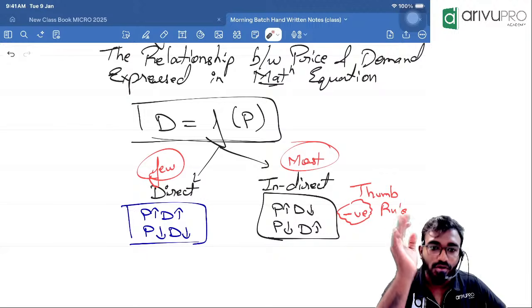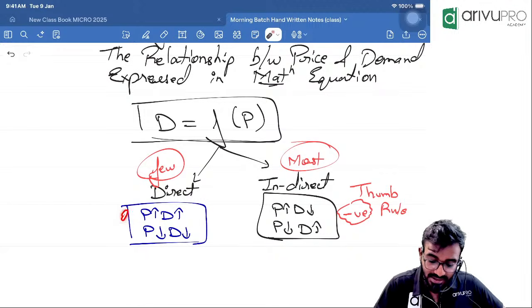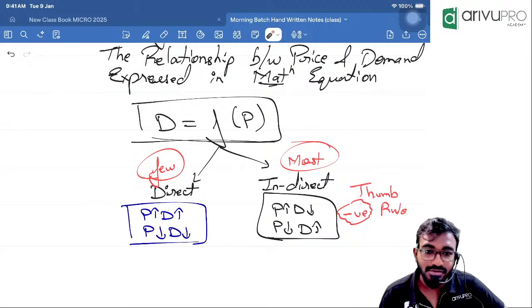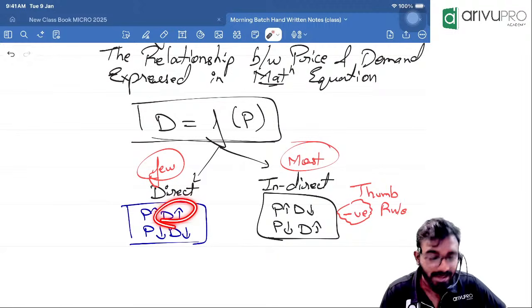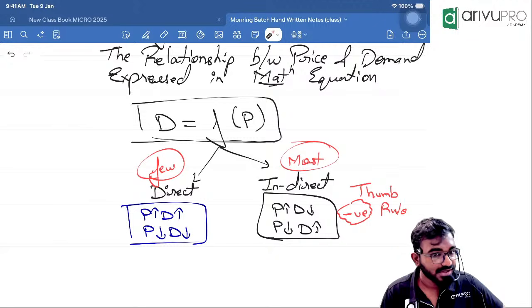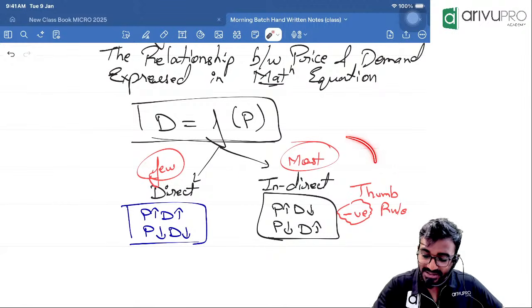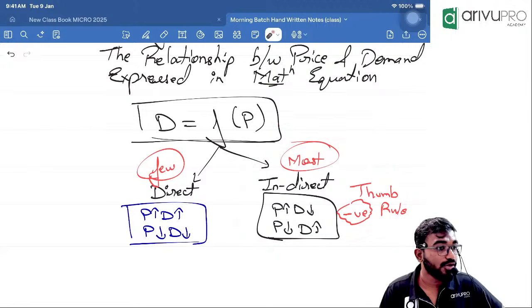For example, gold. See, even though gold price increases, have you ever seen your mom, chittamma, auntie, doddamma stop buying gold? No. Still demand will increase. In the same way, there are a few products where even if price decreases, still demand will decrease. I will explain that in detail. So, as of now, just understand the main thumb rule. That is most important at the moment.